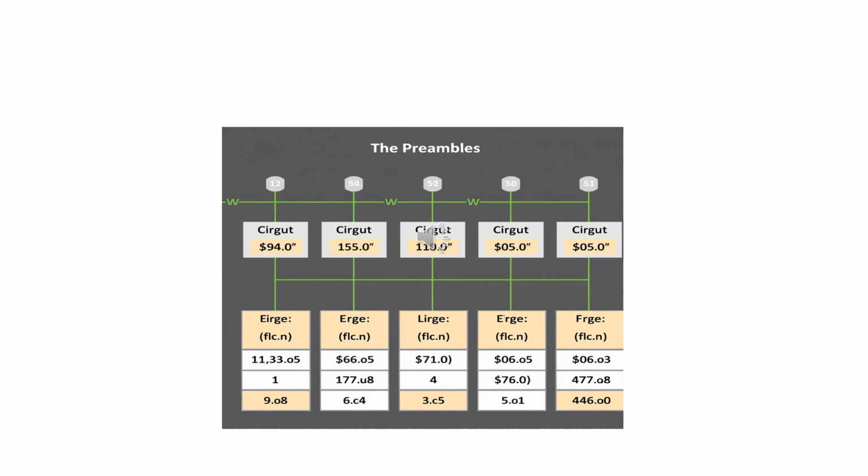The preamble helps in synchronizing the receiver's timing with that of the sender, ensuring that the receiver can correctly interpret the signals it receives. This synchronization is essential for the accurate decoding of the frame that follows.